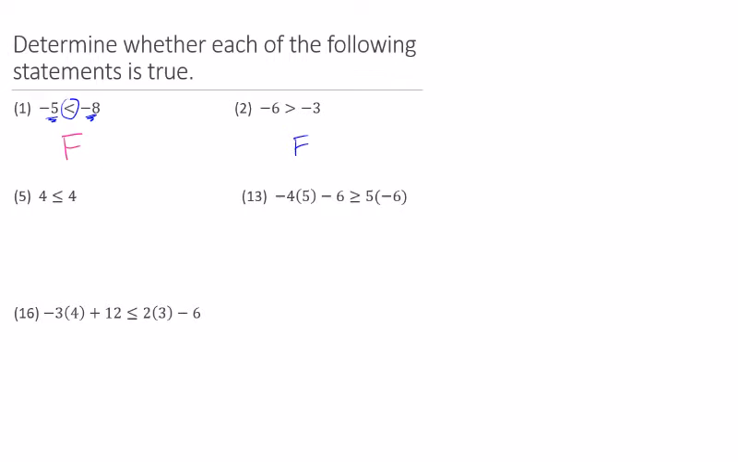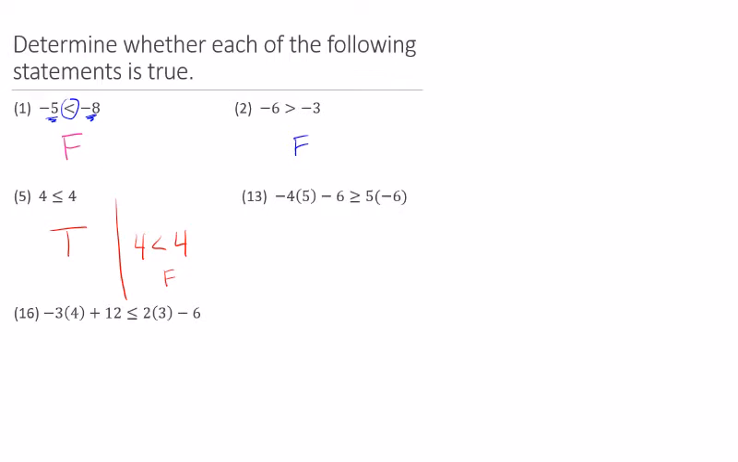Now number 5, it's saying that 4 is less than or equal to 4. Is that true? Yes, it is, because remember, it's or equal to. In this case, they are equal. So that's true. Now, if they said 4 is less than 4, that would have been false. The or equal to includes the number, whereas if you don't have that, it doesn't include the number.